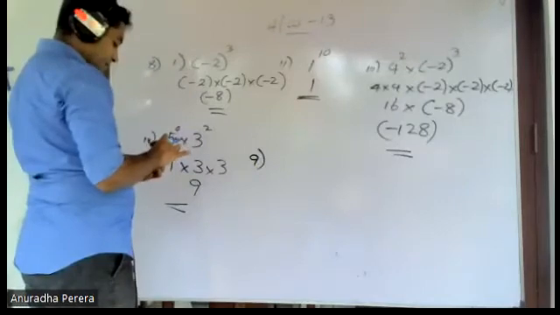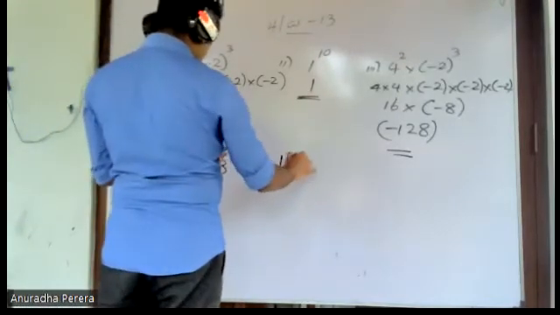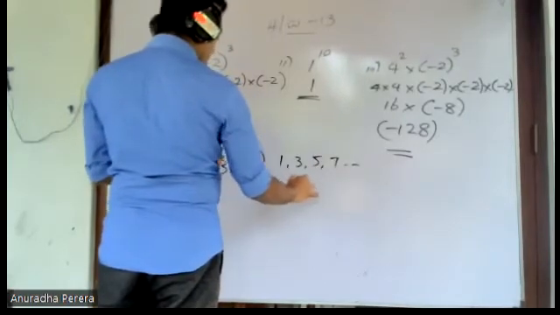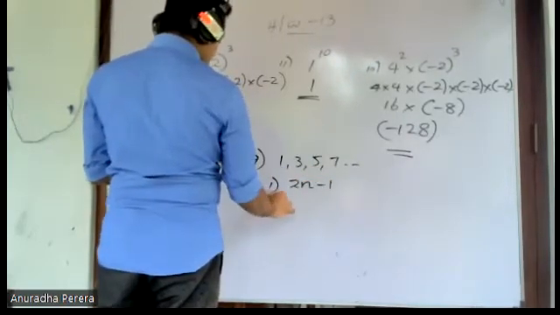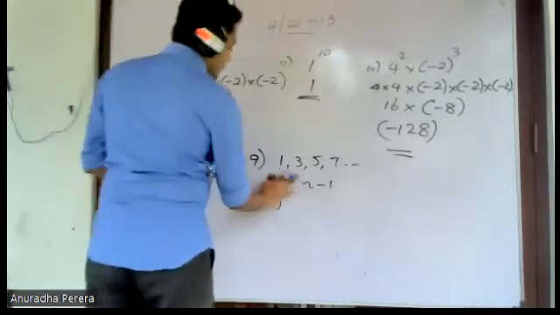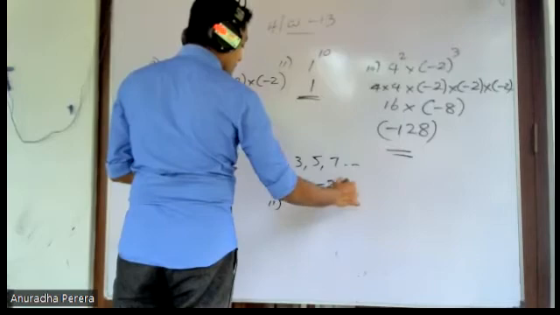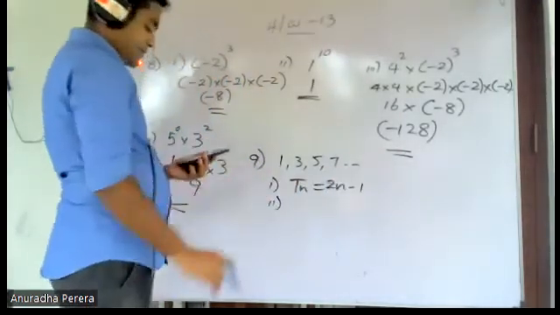Find the general term of the number pattern 1, 3, 5, 7. We need the general term. This is the odd number pattern. Tn equals 2n minus 1. Yes, you can write it as Tn equals 2n minus 1.